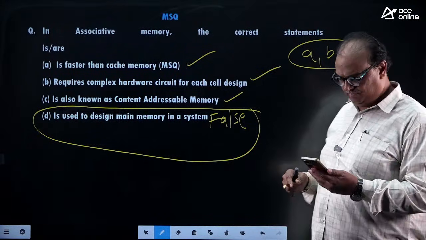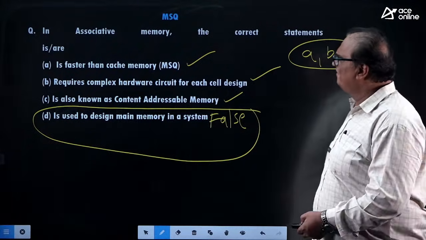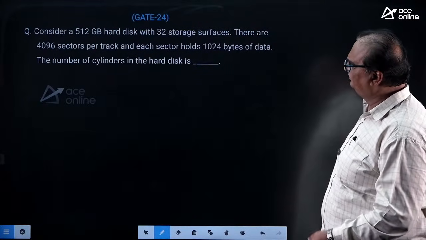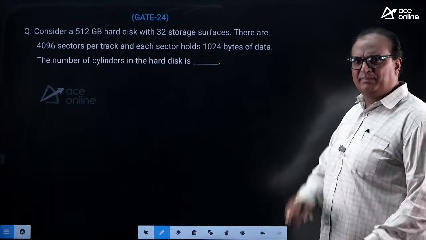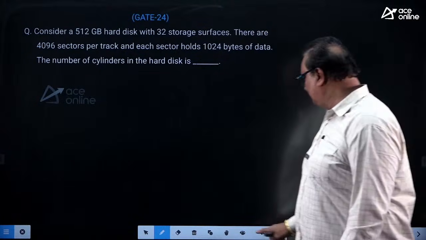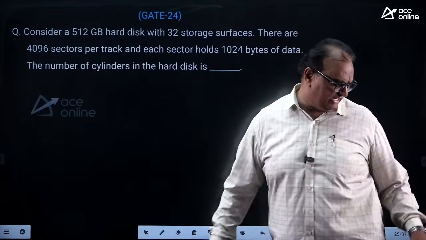Okay, next come to the next one. Hard disk question, magnetic hard disk. Take 1 minute. Please try to solve this question. Only 1 minute, which is more than enough for this.